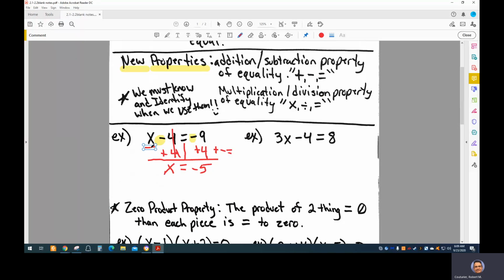Now we have to check our work. So this is when we're going to use our substitution property. We're going to take this equation, remove the x and insert a negative 5. We're going to evaluate it. I have a negative 5, and I take away 4. Well, what does that equal? Negative 9. So I just proved and checked that this is correct. I have checked my work. So yes, x does equal negative 5.